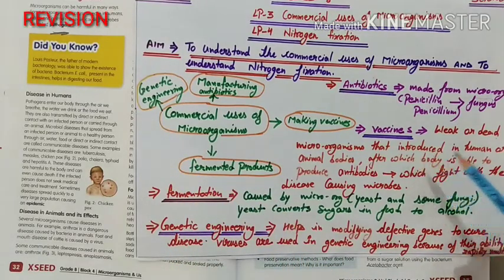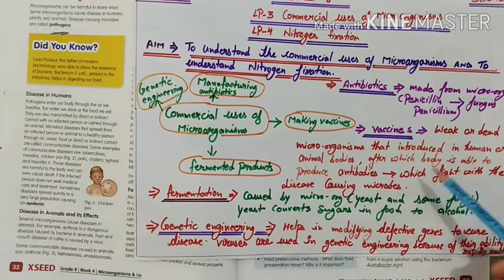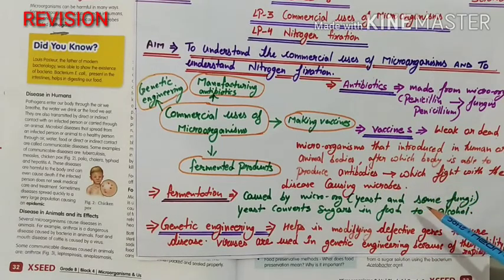What are vaccines? Vaccines are weak or dead microorganisms that are introduced into human and animal bodies, after which the body is able to produce antibodies which fight the disease-causing microbes. Clear? And what about genetic engineering? Genetic engineering helps in modifying defective genes to cure diseases. And viruses are used in genetic engineering because of their ability to rapidly multiply.